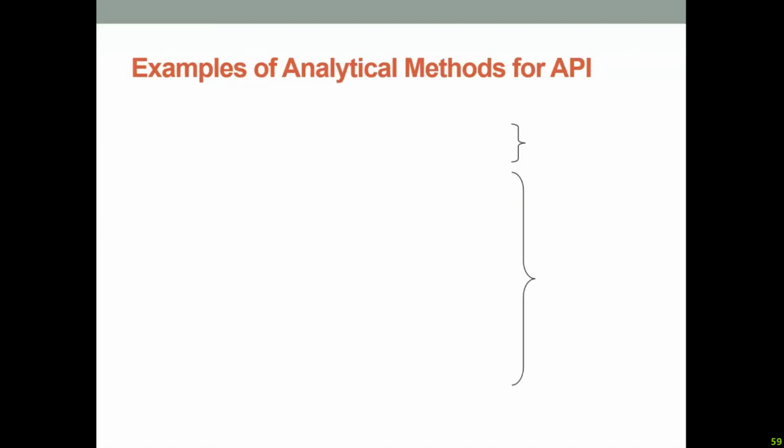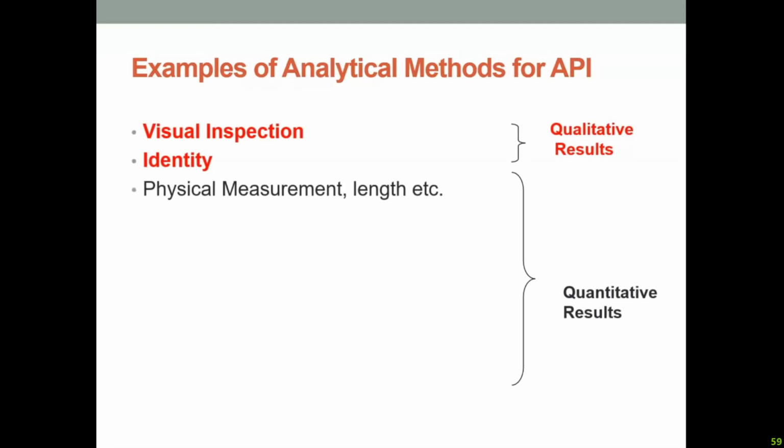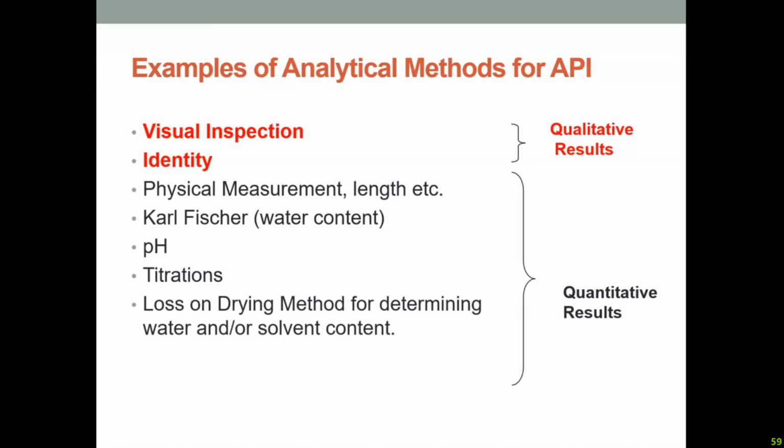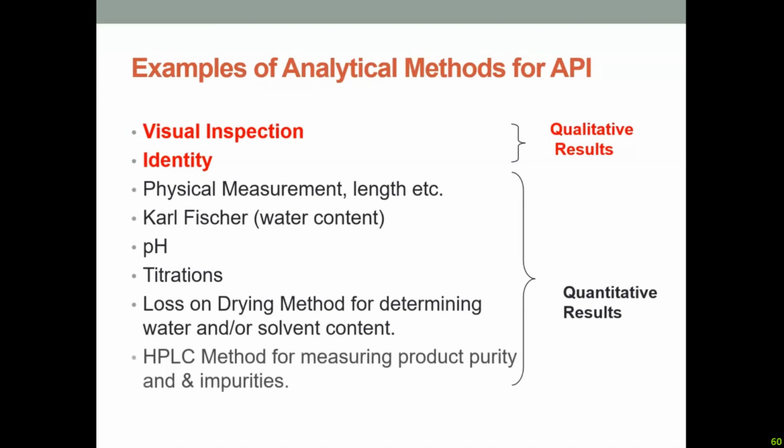Examples of analytical methods for API. Visual inspection and identity, which are qualitative results. Physical measurements like length, etc. Karl Fischer to check water content, pH, titrations. Loss on drying method for determining water and/or solvent content. And HPLC methods for measuring product purity and impurities. This is not an exhaustive list, rather it is to give you an example of some of the types of analytical methods.